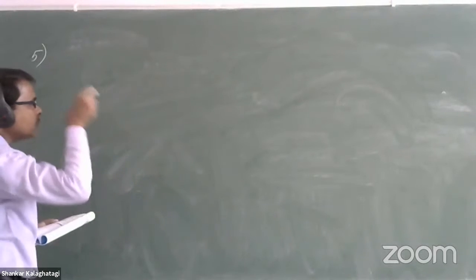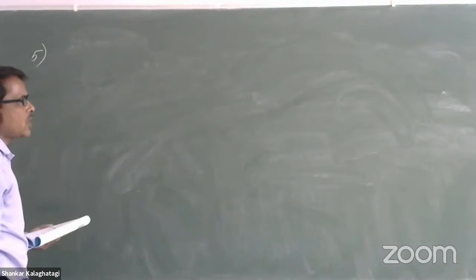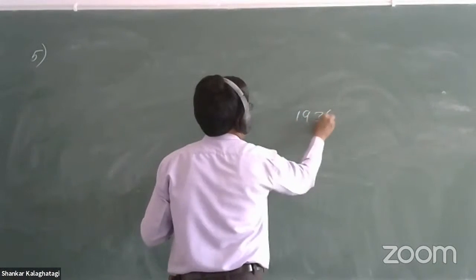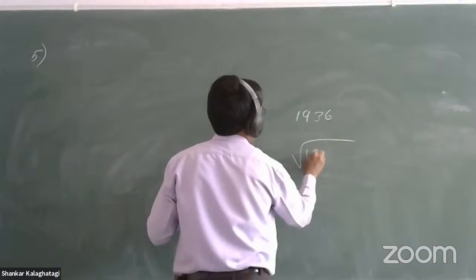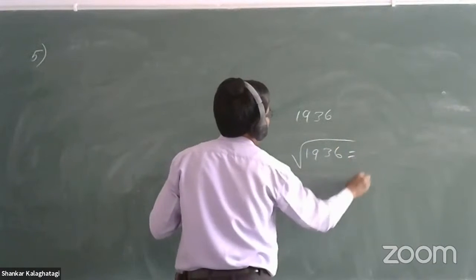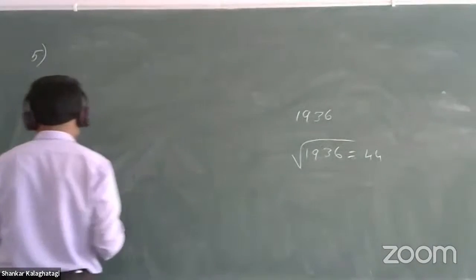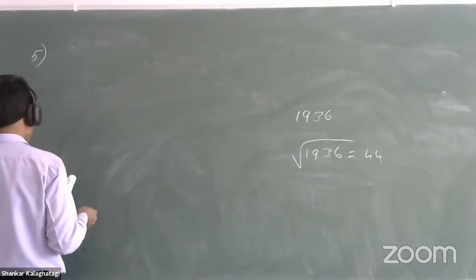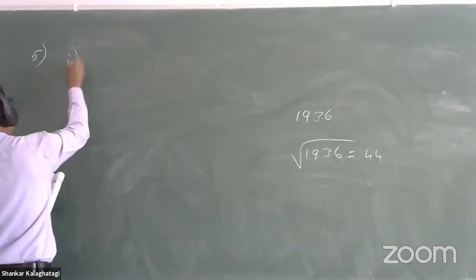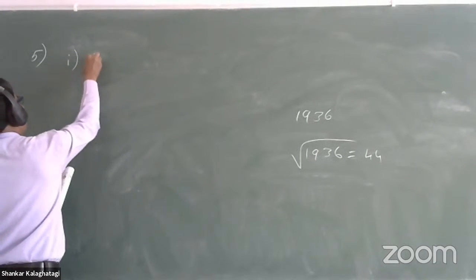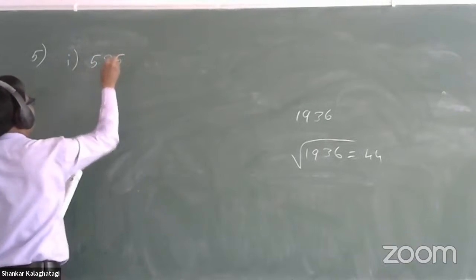In the previous example, you should write the square root of the perfect square also. You wrote the last step, 1936. In the last step you should write this also. The square root of 1936 is equal to how much? It was 44. That should also be written in the previous example. Now, in the fifth question, the first one, 520.